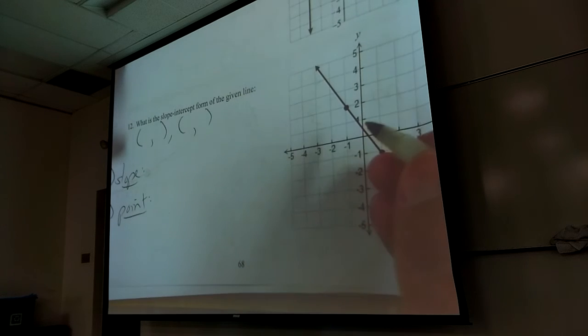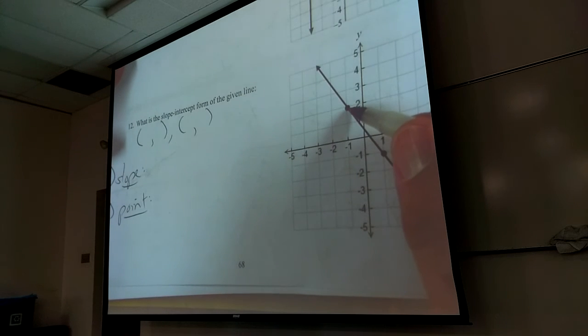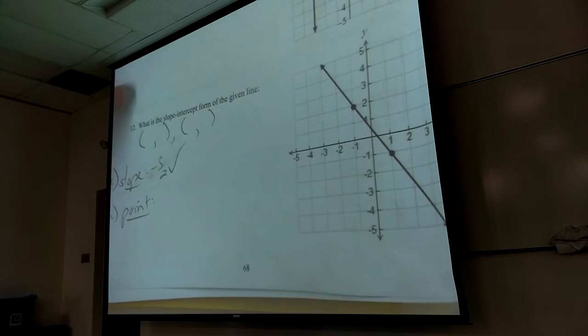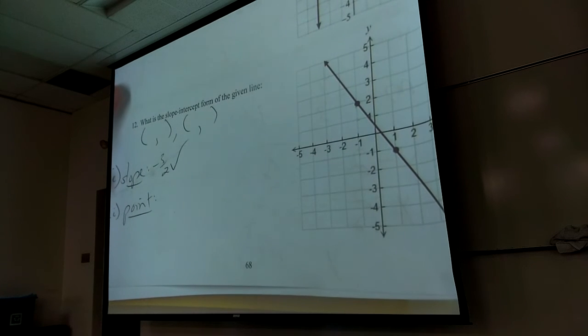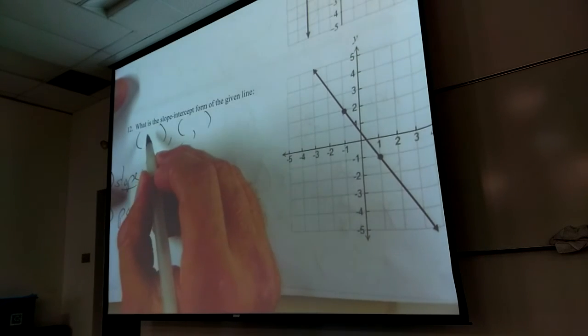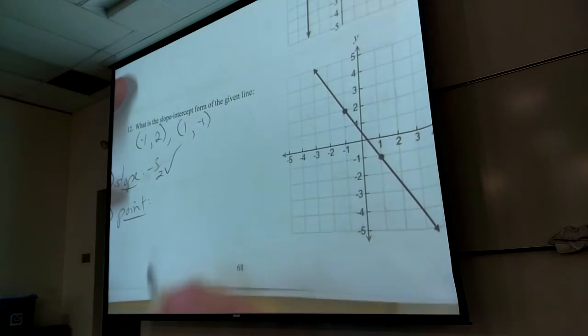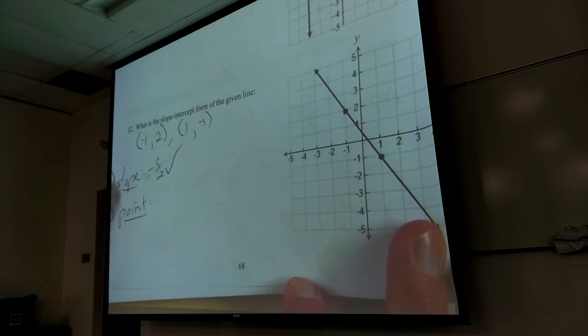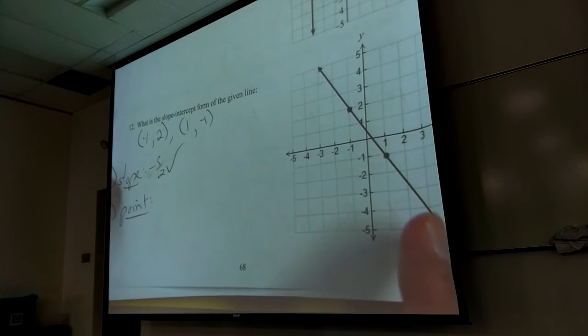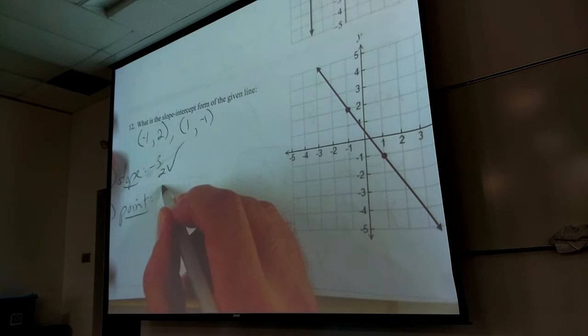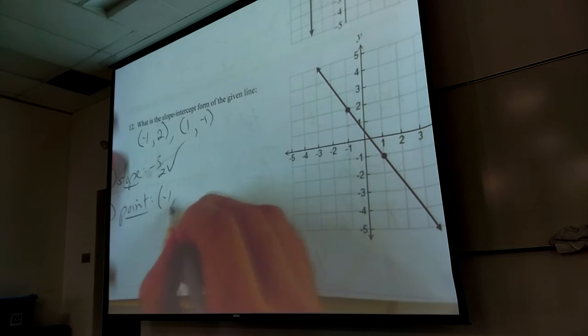So what is the slope? Negative 3 halves. Down 3 over 2, so negative 3 over 2. I like it, check. And then you need a point. How many points did they give me? 2. What are the 2 points they gave me? Negative 1, 2 and 1, negative 1. So you just pick one. It doesn't matter which one you pick. I'm going to do it both ways, just because. So which one did you pick? Negative 1, 2. Sweet.